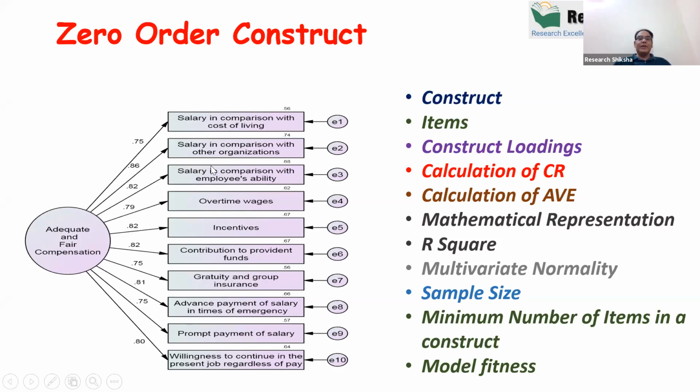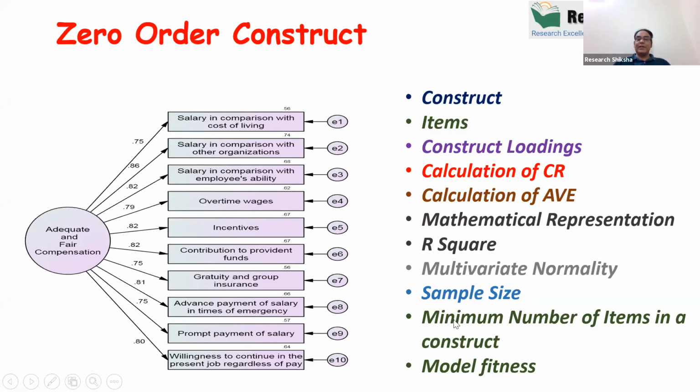We calculated the validity of a zero order construct by estimating the composite reliability and average variance extracted, and R squared. Okay, so these are multivariate normality. These are the assumptions of zero order construct.